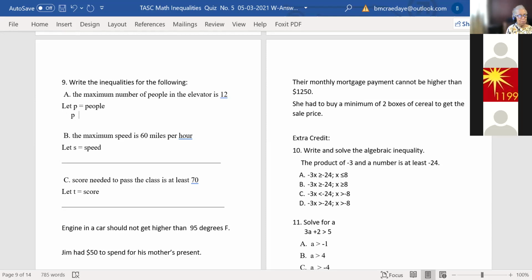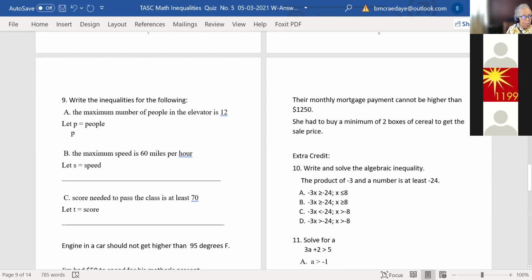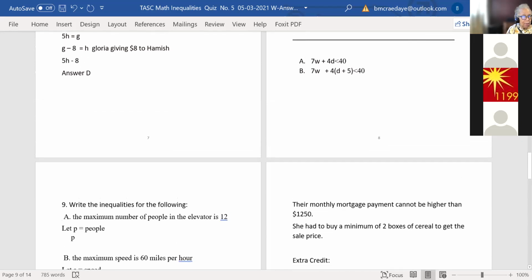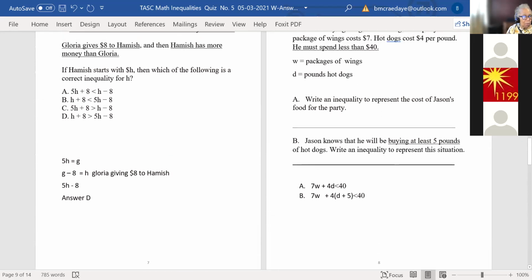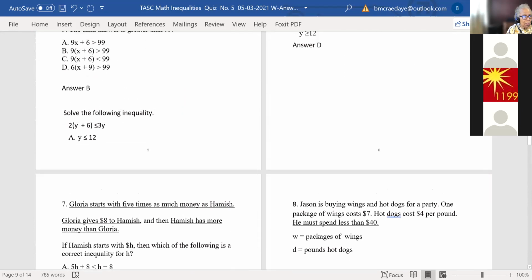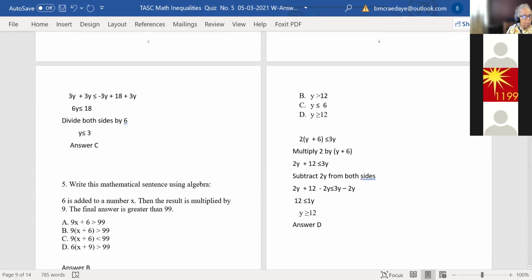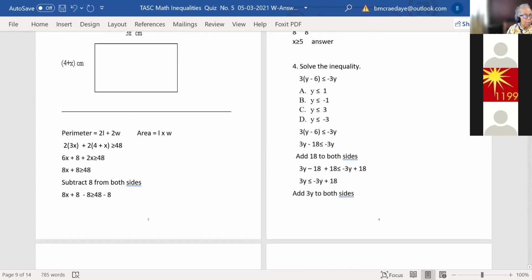Maximum. Greater than? You can have more than 12 people? No, it's got to be less than then. That's right. You can only have a maximum of 12. So that means 12 is the highest number of people that can be in the elevator. So your P has to be less than or equal to 12, right? So let's get the less than or equal symbol. Okay, let's get the less than or equal. We have them at the top.